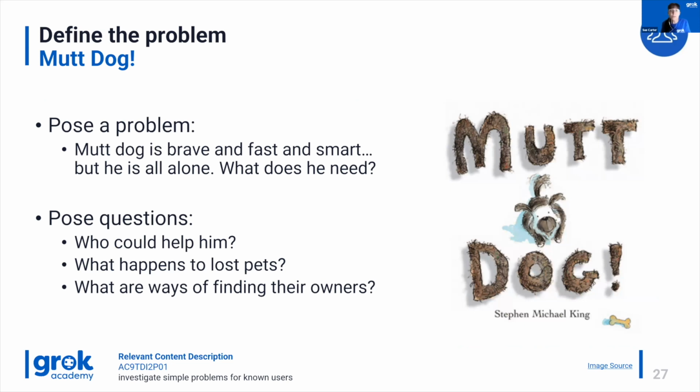So what do you do with this story? How does this develop into a project? Well, we need to begin by posing a problem. Now, our Mutt Dog, yes, he's brave and he's fast and he's smart, but he is all alone. And at this point, it's where you want your students to start looking at what are his needs? What does a dog need? And then you can start to pose some questions such as, who could help him? What happens when pets are lost? What are ways of finding their owners?